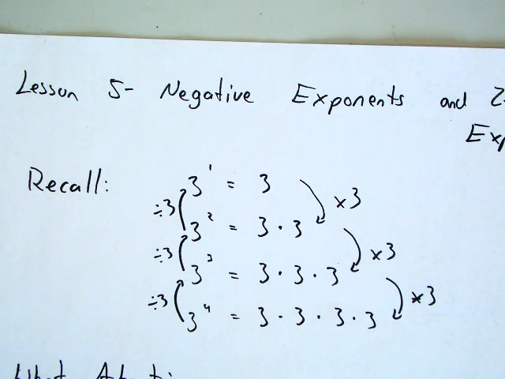All right, so today we're going to be talking about lesson 5. This is called negative exponents and zero exponents.